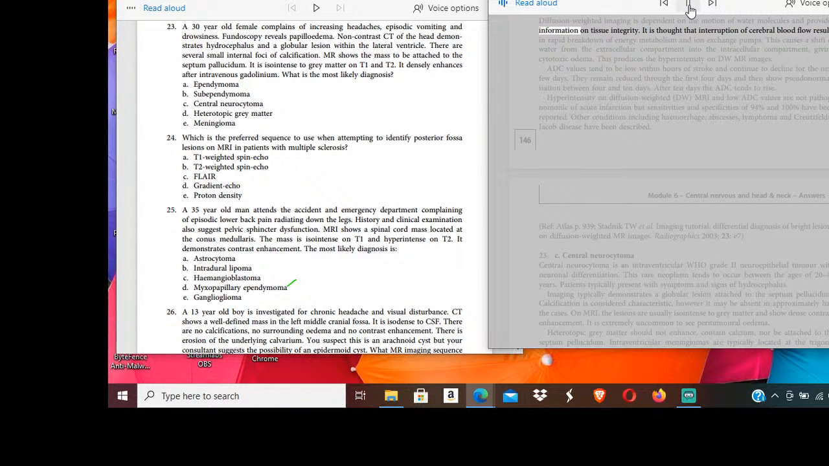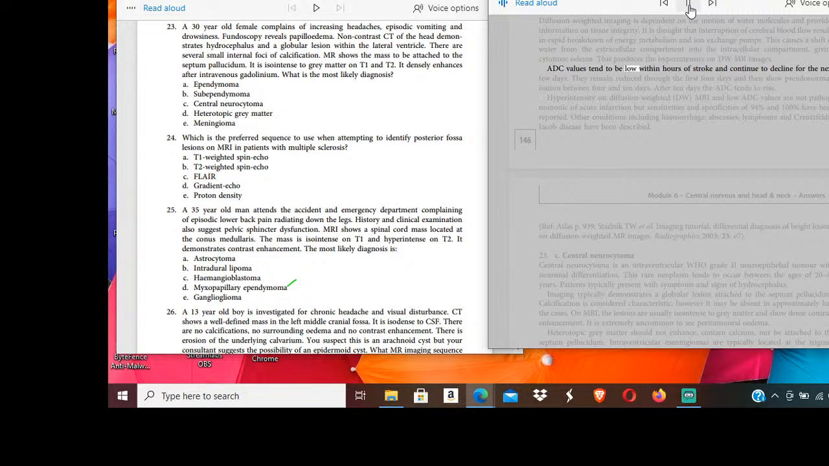Molecules and provides information on tissue integrity. It is thought that interruption of cerebral blood flow results in rapid breakdown of energy metabolism and ion exchange pumps. This causes a shift of water from the extracellular compartment into the intracellular compartment, giving cytotoxic oedema. This produces the hyperintensity on DW MR images.